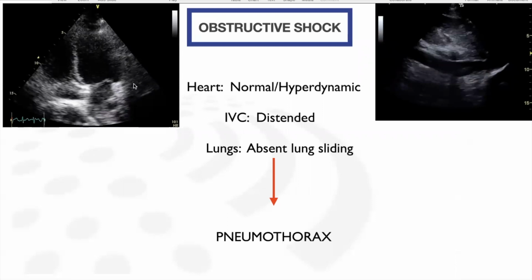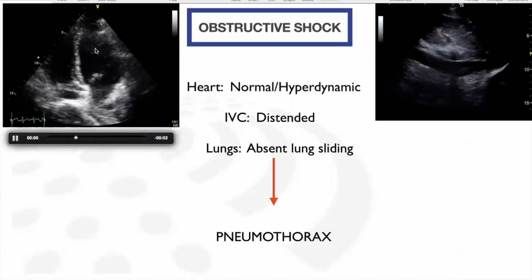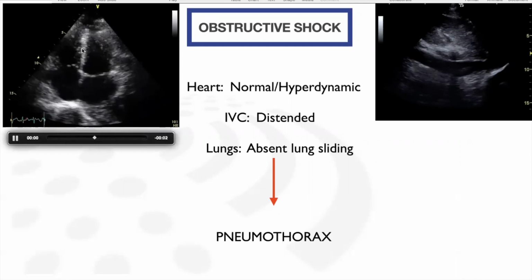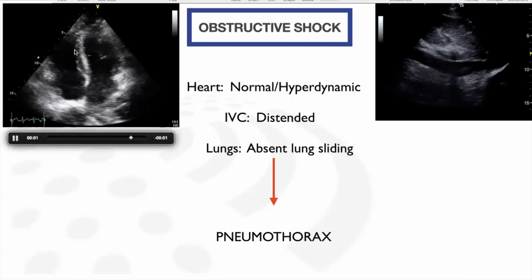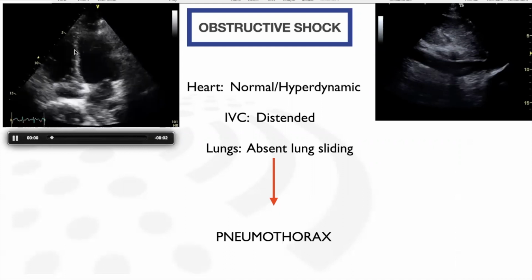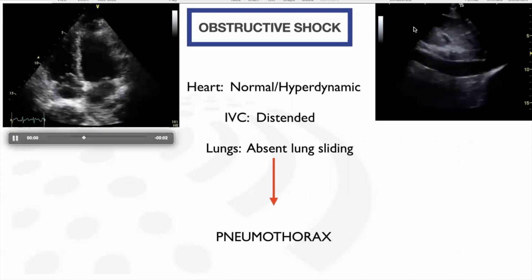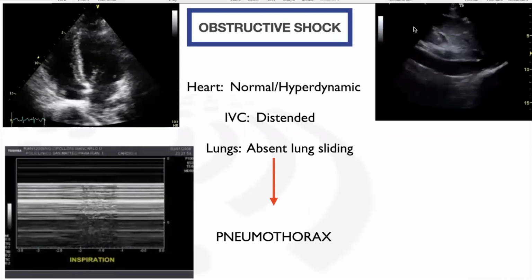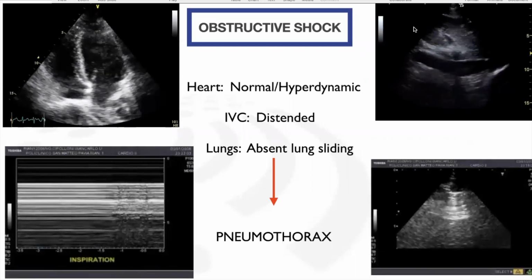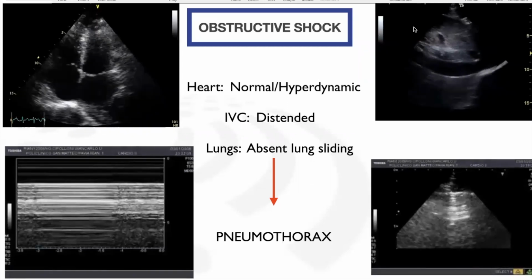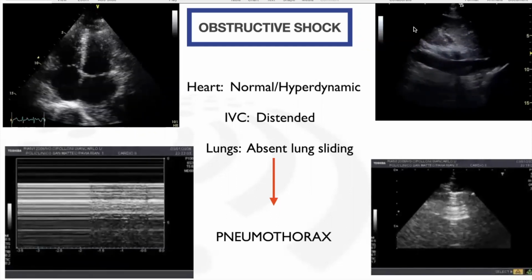Obstructive shock, all right? You may see a quite normal or hyperdynamic heart. The heart is contracting hyperdynamically, or in certain areas it's actually normal. The IVC is distended. On assessment of the lungs, there is absent lung sliding and also presence of the barcode sign on M mode of the lung, suggestive of pneumothorax.